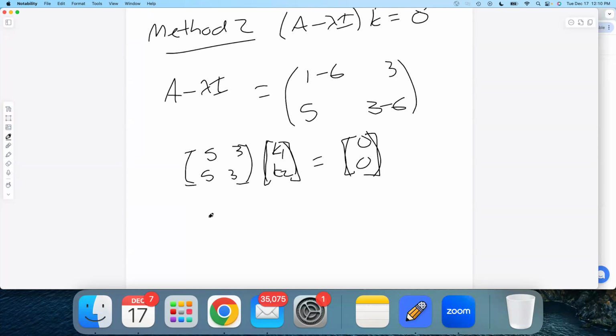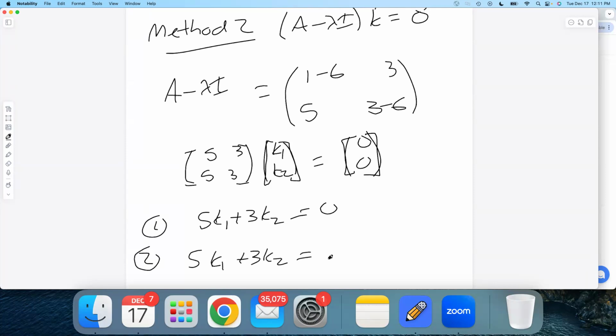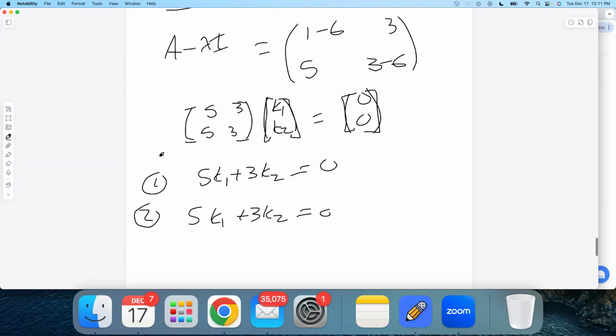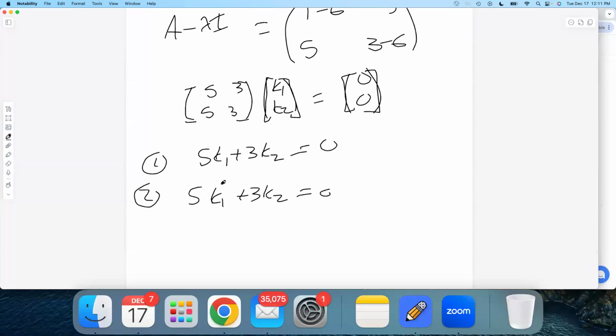Okay, so now negative 5 times K1 plus 3K2 should equal 0. That's from the top line. From the bottom, I get exactly the same thing. It's not always going to be exactly the same equation, but it's always going to be some multiple of that equation that gives you the same solution. Okay, now I need any solution. I just need any K1 and K2 that work.